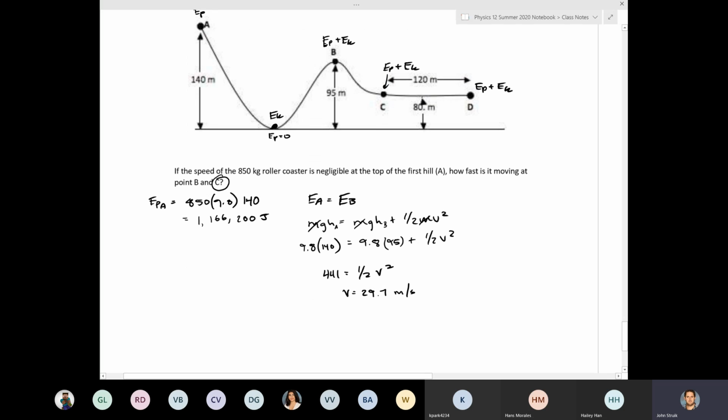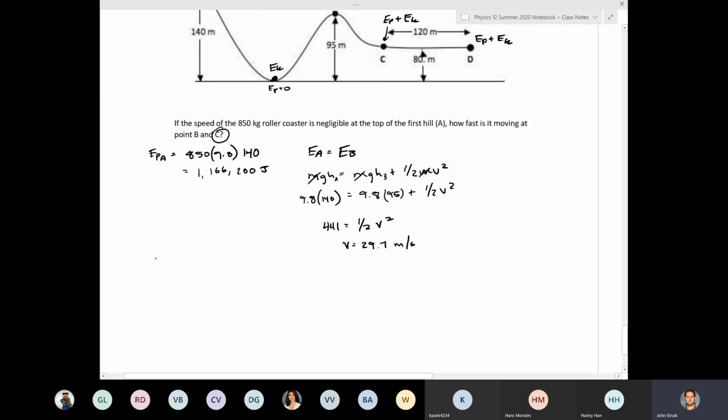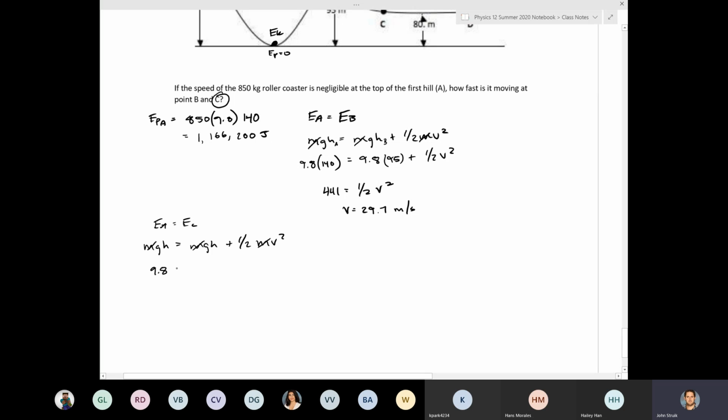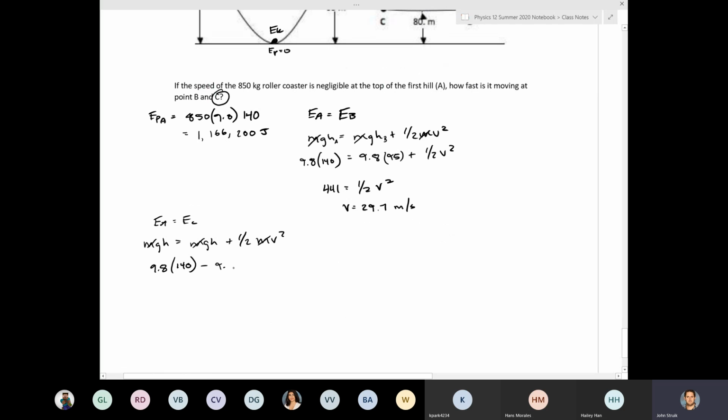I'm not going to use the energy at B. I'm going to use the energy at A again, because it doesn't matter. It's the same everywhere. So I'm just going to go EA equals EC and do it again. MGH equals MGH plus 1/2 MV squared. Cancel, cancel, cancel. And so then this is going to be 9.8 times 140. Again, that's our starting point. And then I'm going to subtract the other one right away. So minus 9.8 times 80 equals 1/2 V squared.